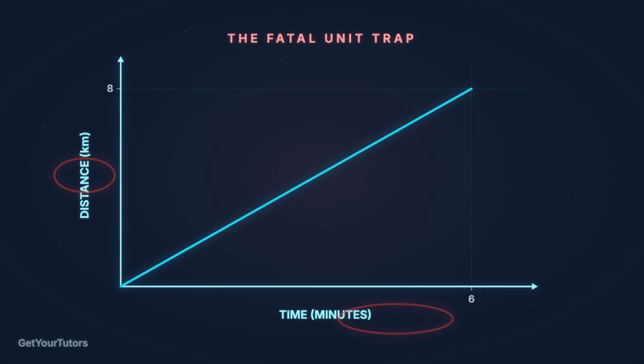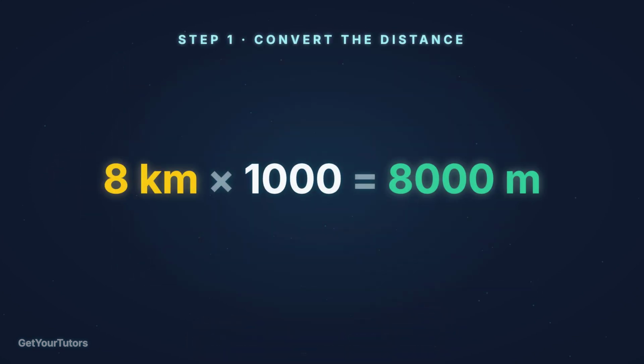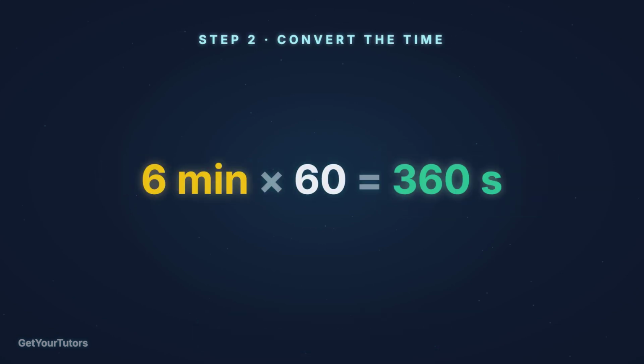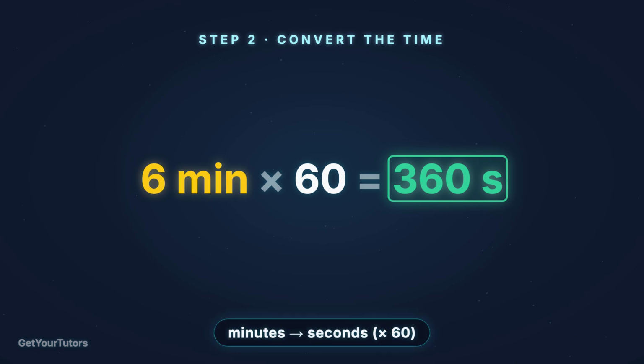Look at the axis labels. Distance is locked in kilometers and time is trapped in minutes. Physics demands standard SI units. We must absolutely multiply 8 kilometers by 1,000, giving us an exact distance of 8,000 meters. Next, we shatter the time trap. Multiply 6 minutes by 60. This yields a precise delta x of exactly 360 seconds.